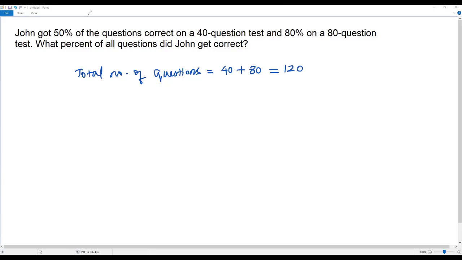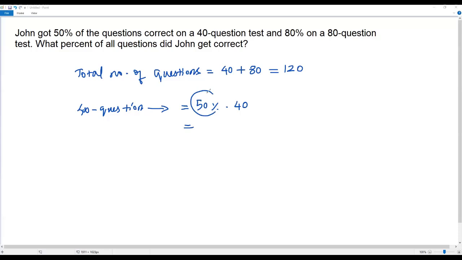Okay, now let's find the number of questions John got correct in the first test, that is the 40 question test. So for that, we have to multiply this 50% and the number of questions in the first test, that is 40, because he got 50% of the questions correct. So 50% times the number of questions in the first test, which is 40.